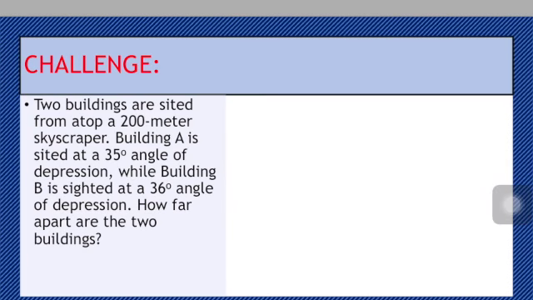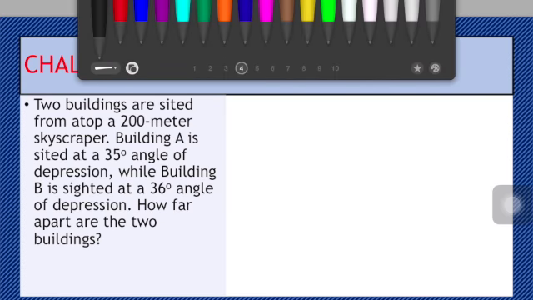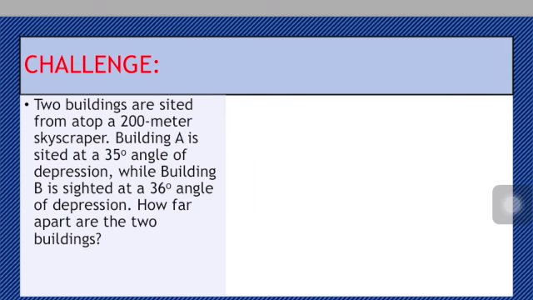Alright guys, so now we're looking at a challenge problem here. So do your very best with this one. It is a little bit tricky and there's going to be two triangles and two equations. So the best thing you could do here is just to make sure you're keeping track of each triangle and each equation. So I'm going to try to break it down as simply as I can. But just try to do your best with this one. This is a challenging problem.